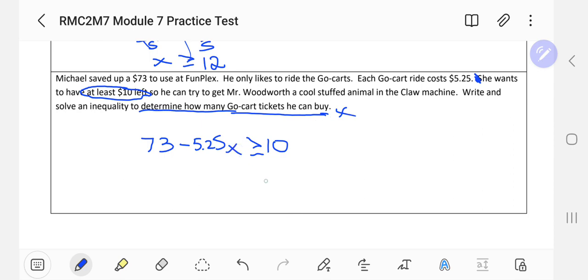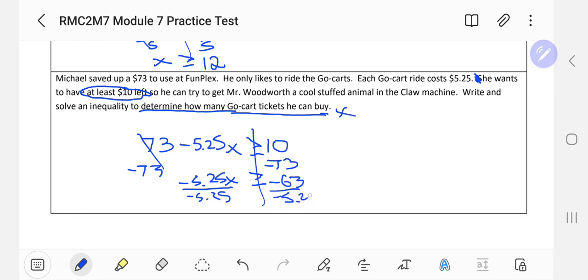So now we're ready to solve that. We subtract the 73, subtract the 73. We've got negative 5.25x greater than or equal to negative 63. Then we divide by negative 5.25, and we have to flip the inequality because we divided by a negative on both sides. So we rotate it around and we get 12.